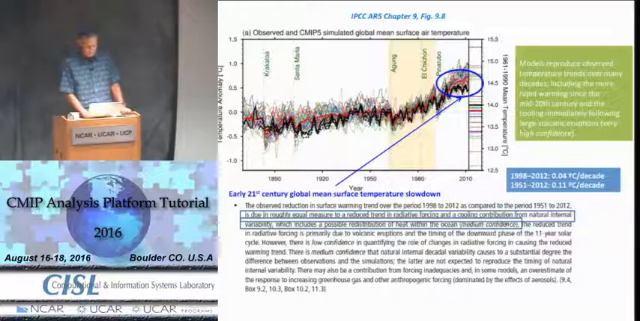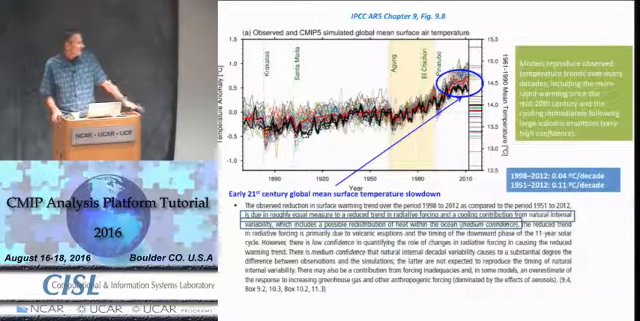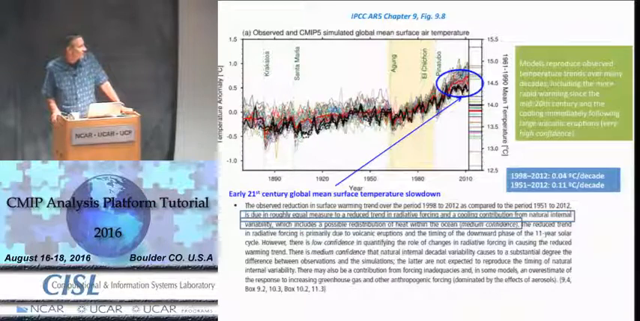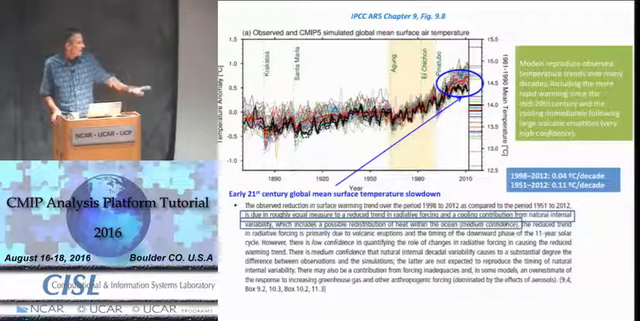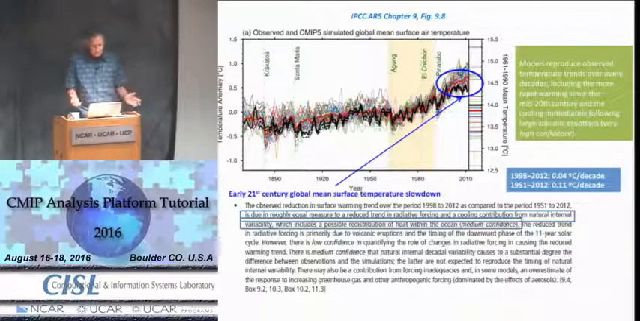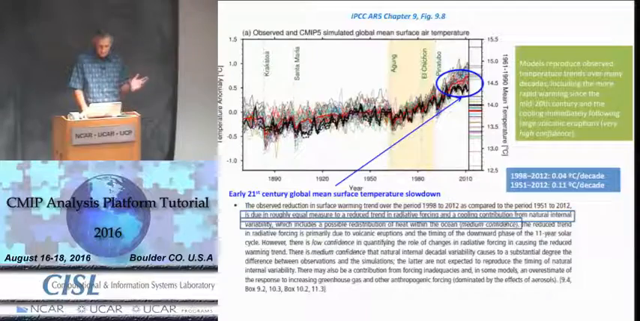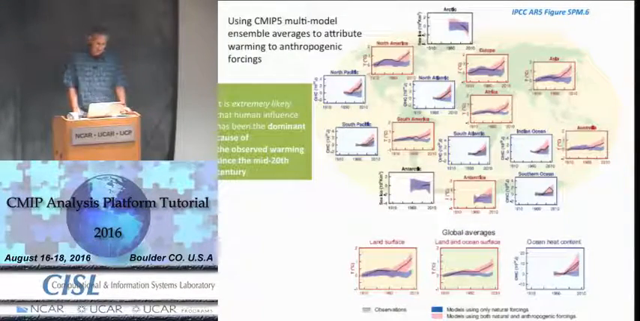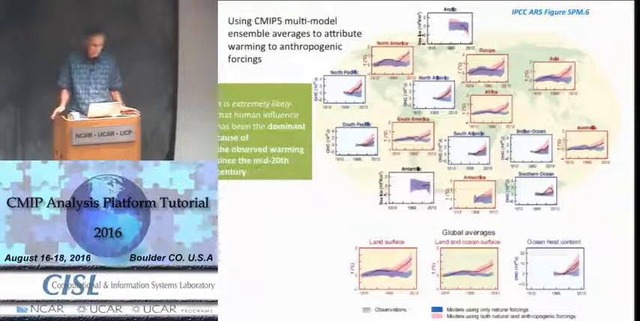And there was a lot of debate over the wording for this in the summary for policymakers. And it came up with: this is due in roughly equal measure to a reduced trend in radiative forcing and a cooling contribution from natural internal variability, mainly the negative phase of the Interdecadal Pacific Oscillation in the Pacific, and includes a possible redistribution of heat within the ocean. So that was an example of trying to use model simulations compared to observations to understand something that was happening in the real system, and I'll say more about that in a bit.